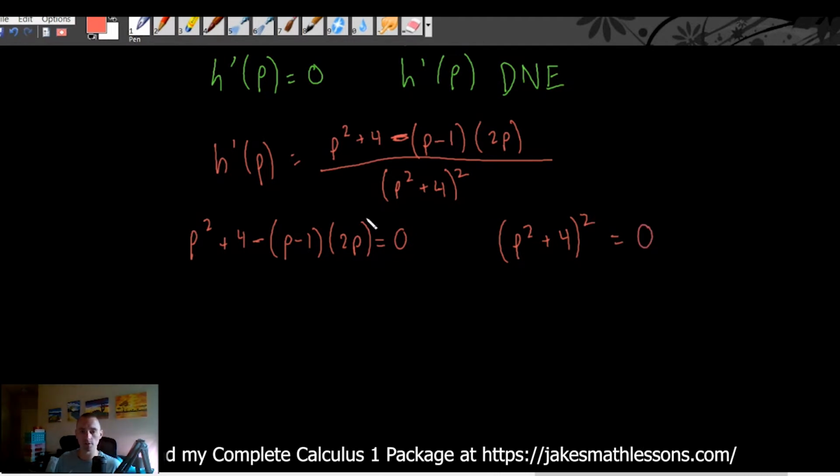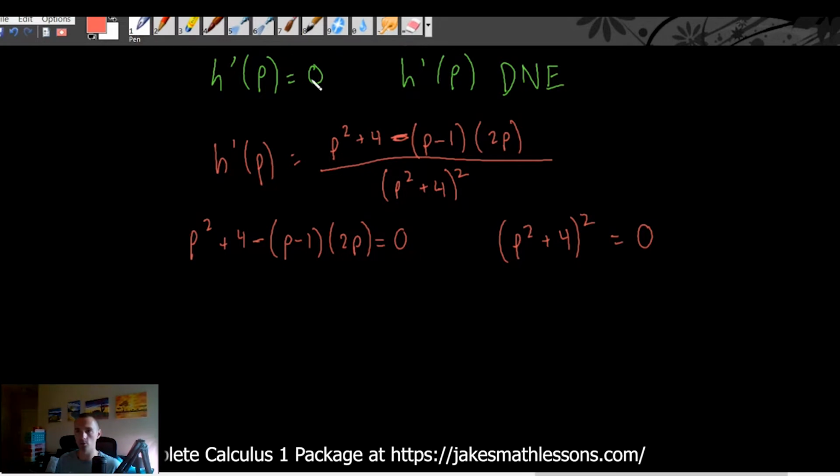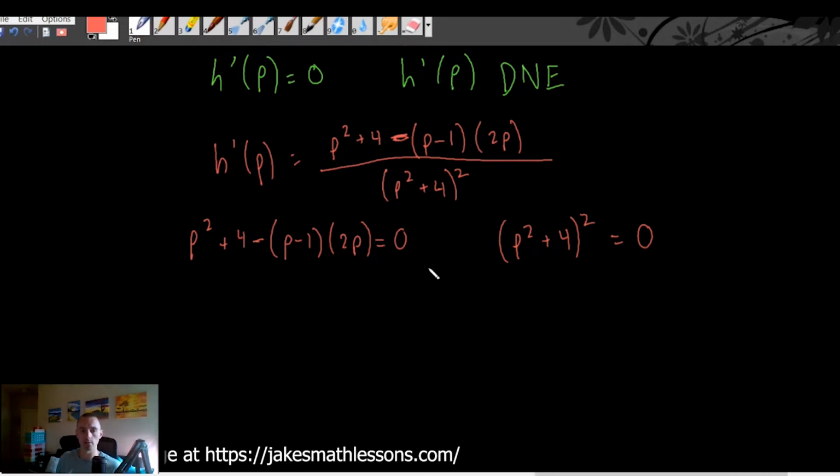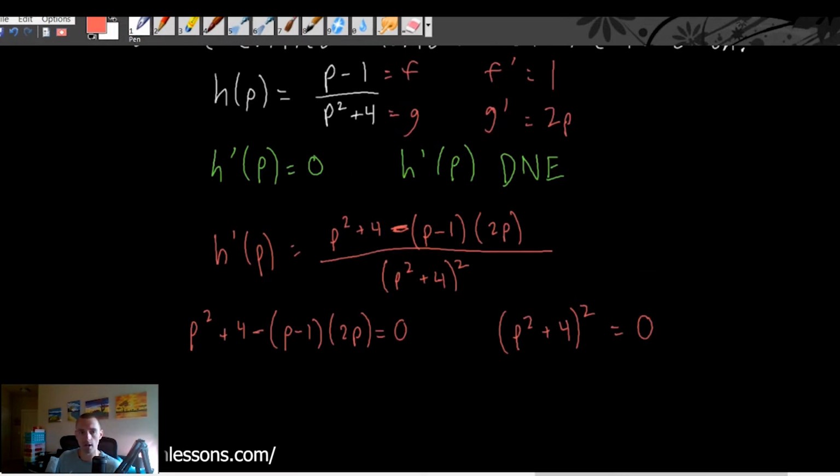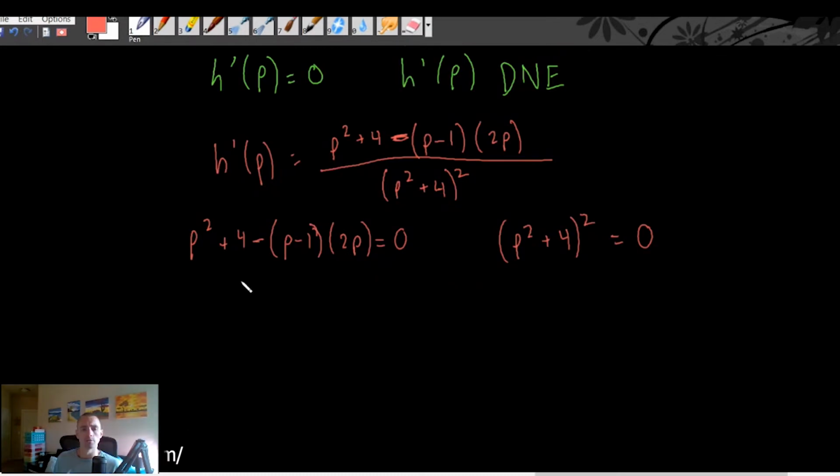If either of these two things happen, then one of these two conditions will be met, and that tells us that that p-value is a critical number. So basically, these are the two equations we needed to solve to find the critical numbers of our original function h of p. So let's go ahead and think about how to solve these equations.